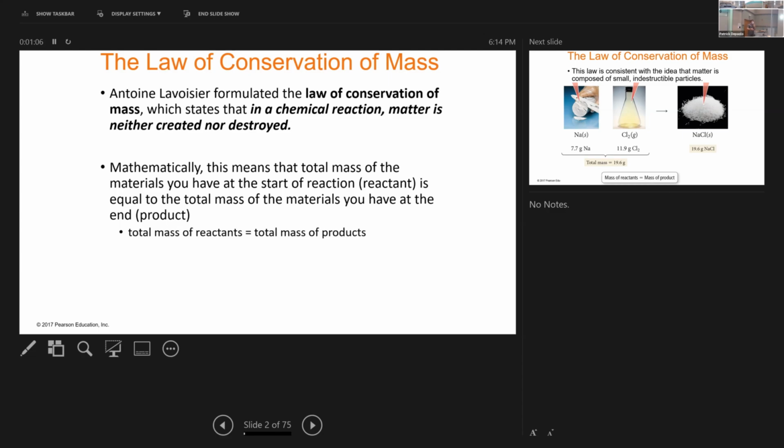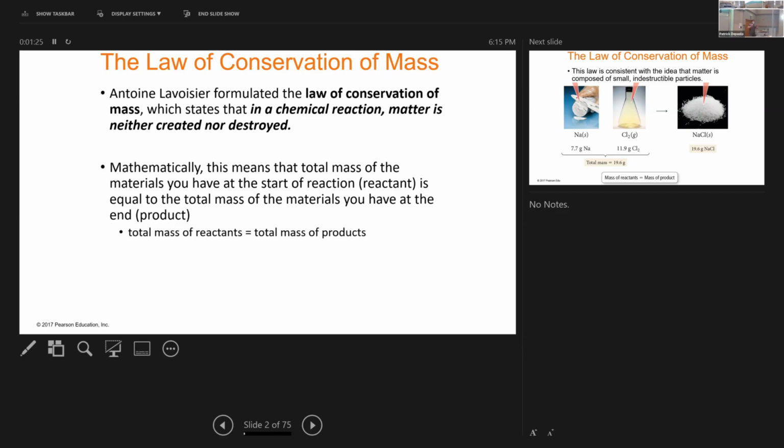So let's say you're adding 5 grams of sodium to 5 grams of chlorine. Let's say they go in a 1-to-1 mass ratio, which they don't. But let's say they just add together. 5 plus 5, 10. So you're going to get 10 for your product, even though that's not what happens. But just to give you an idea of how the law works in terms of conservation.